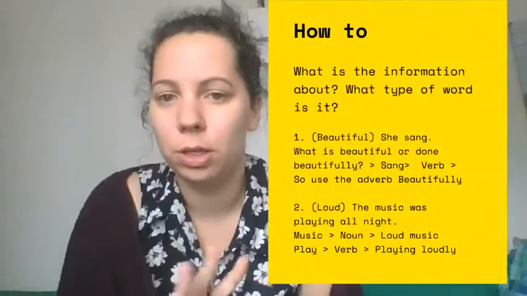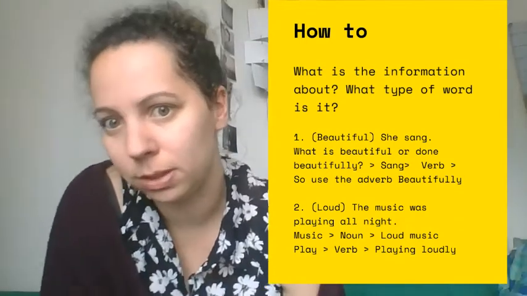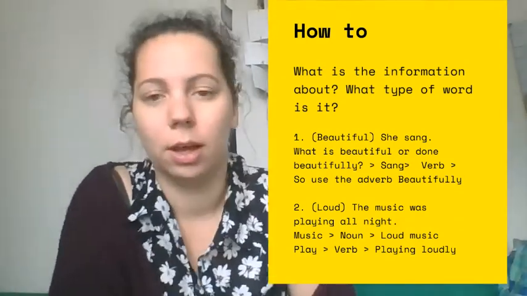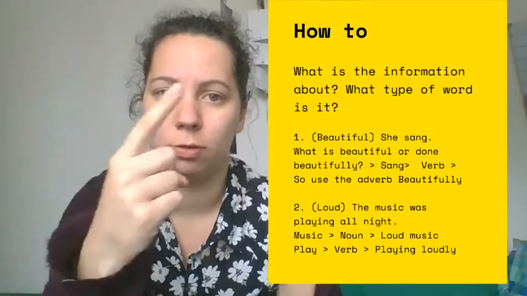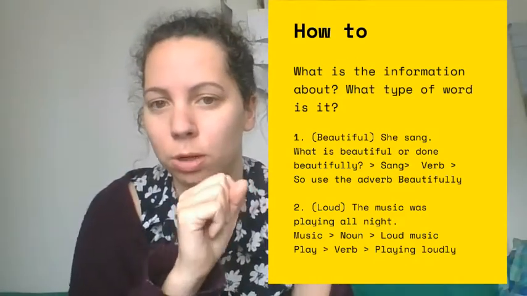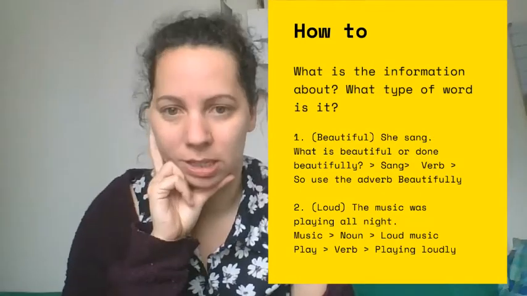There we go. So when you have to solve a puzzle with adjectives and adverbs, and the teacher asks you to fill in the adjective or the adverb, then you always have to think of 2 things. 1, what is the information about? So you get some kind of word and you need to figure out what information belongs with what. And then what type of word is it?